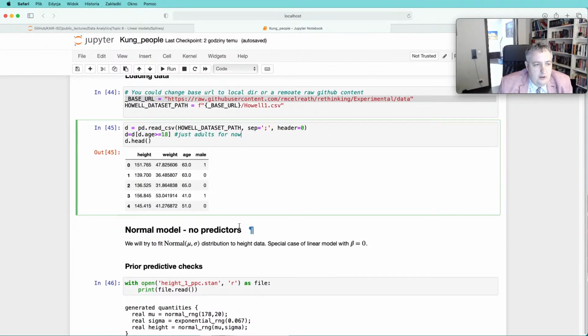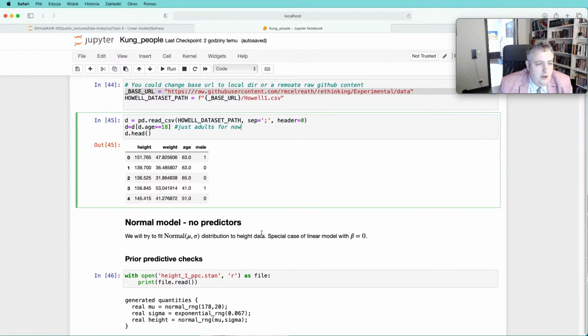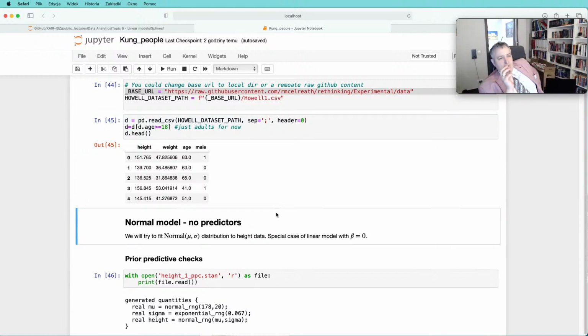So this is a filtered data set of around 300 people. So what we are doing here, we start by avoiding linear regression at all, and let's just focus on using a normal model. So let's get a normal model and get it working.